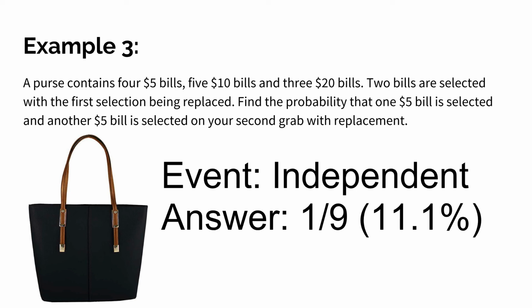So, if you did the problem, you might have figured out that the event is independent and the answer is 1 over 9, or about 11.1%.